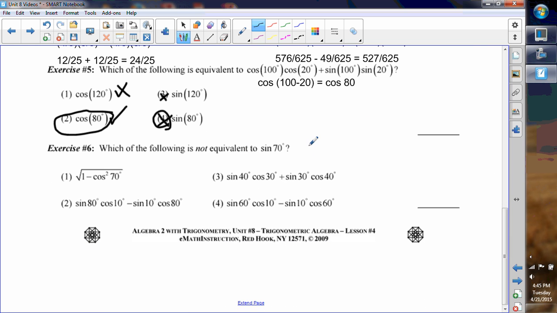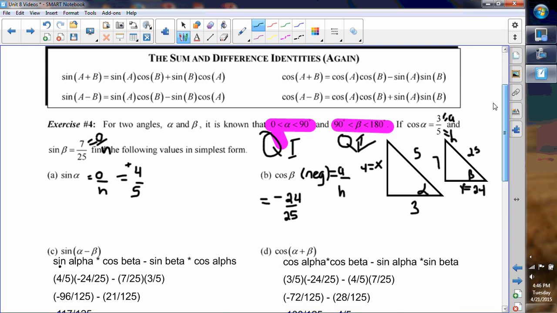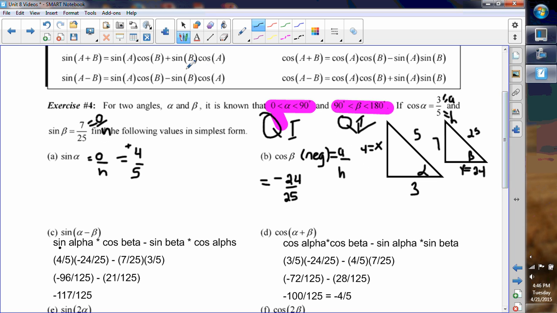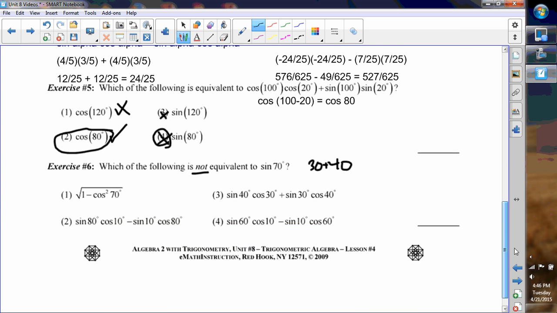Which is not equivalent to the sine of 70 degrees? Well, sine of 70, they're using 30 and 40 here. So we know that this is going to be 30 plus 40. And we're looking for not equivalent. So if you go to the formulas up here, the sine of 30 plus 40 is this formula. So it's sine cosine plus sine cosine. If we look at that, sine cosine plus sine cosine, that one works. This one would also work. So you have to think through it here.